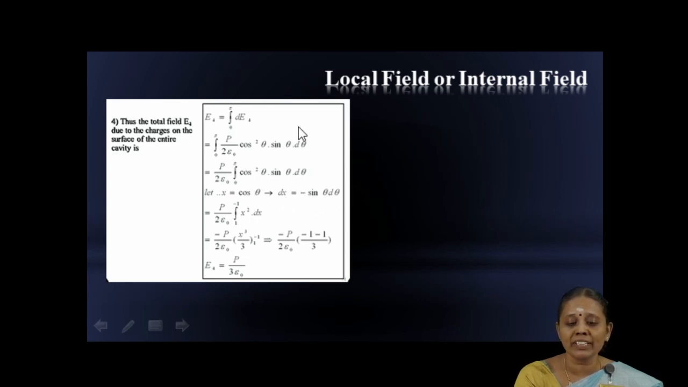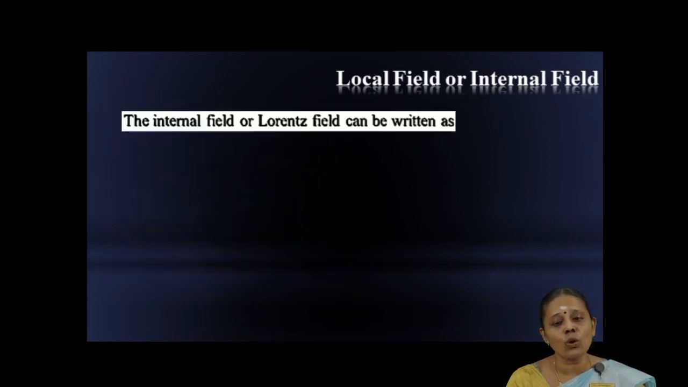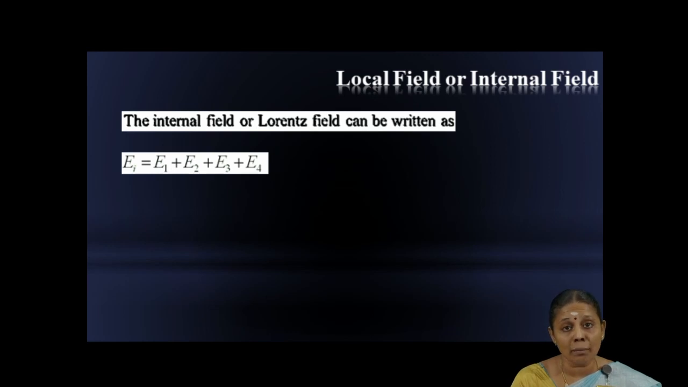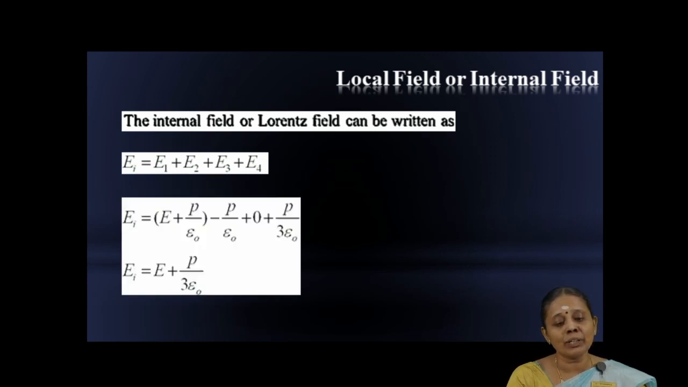Substitute these values in the previous integral, and after simplification, we get E4 is equal to P by 3 epsilon naught. So, we have found all the electric field components E1, E2, E3 and E4. Now, it's time to find the local field. The local field is also represented as Lorentz field. So, therefore, EI is equal to the sum of all the four components E1 plus E2 plus E3 plus E4. Substitute all the fields. Then, after simplification, we get the local field: EI is equal to E plus P by 3 epsilon naught.